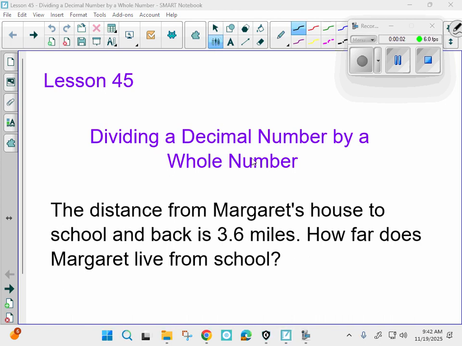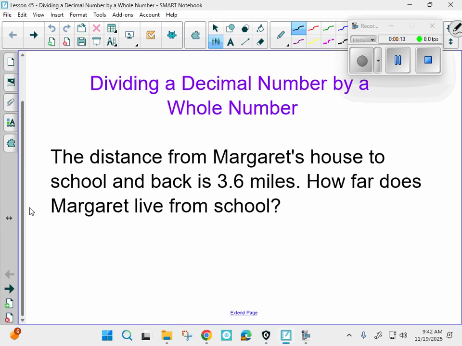All right, lesson 45, dividing a decimal number by a whole number. The distance from Margaret's house to school and back is 3.6 miles. How far does Margaret live from school? All right, so we're going from Margaret's house to school, and then we're going back. So the distance there is 3.6, and the distance back is 3.6.